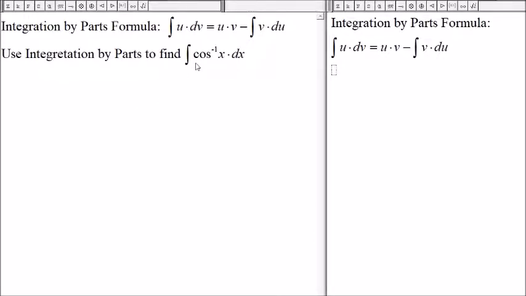Here we have the integral of cosine inverse of x dx, and we want to use the integration by parts formula to get the solution. And again, to use this formula, look at the integrand, pick something and label it u, and then the rest of it will be dv. So for this problem, we'll go ahead and let u be cosine inverse of x.